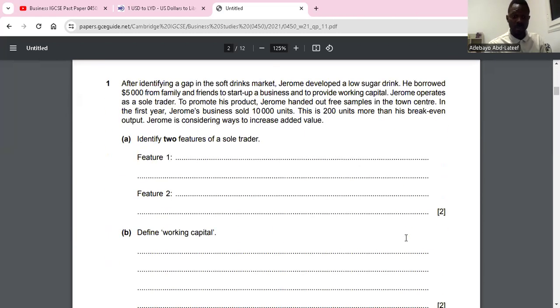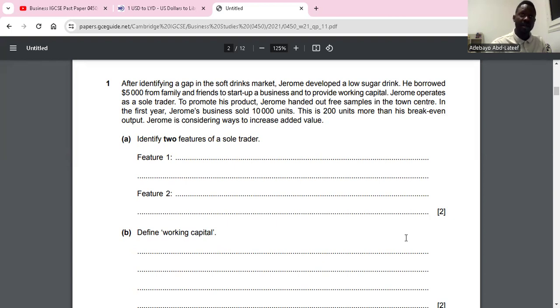We have the case study for question 1. And the question says, identify 2 features of a sole trader. We know a sole trader to be an individual who owns and controls a business, right? So two features of a sole trader are: one, all the profits are kept by the sole trader. Two, they have unlimited liability.